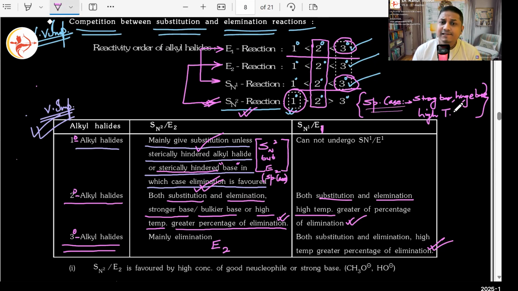Yeah? Good. Here what will happen? SN1, E1, neither. Neither of them will form. Yes or no? Chances of SN1 are not there at all because 1 degree alkyl halides have the least reactivity in all these cases, E1, E2 as well as SN1. SN1, E1 chances are not there. If 1 degree alkyl is there, either SN2 will form or in rare cases E2 will form, provided the base is as described.